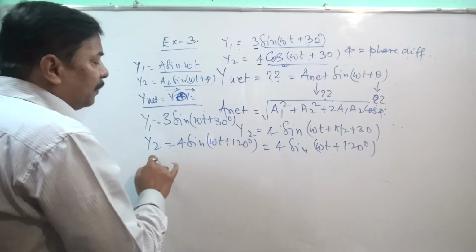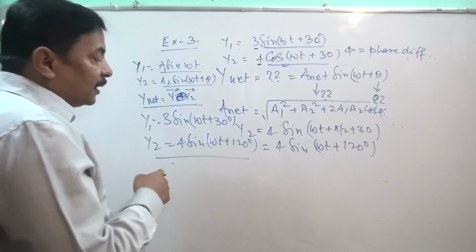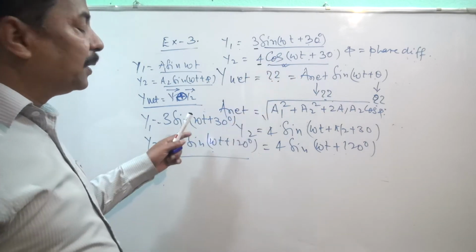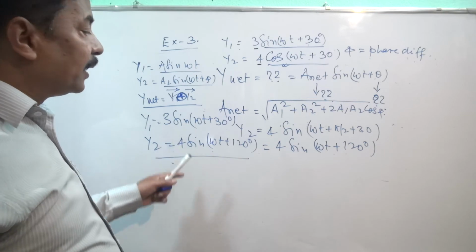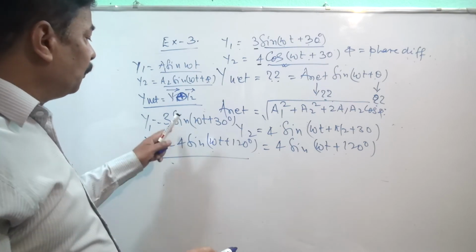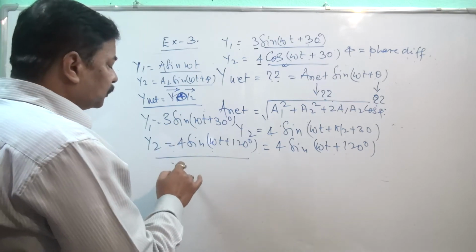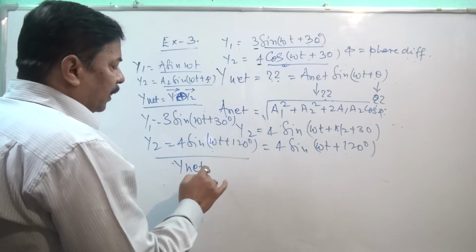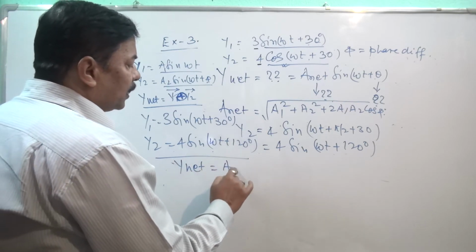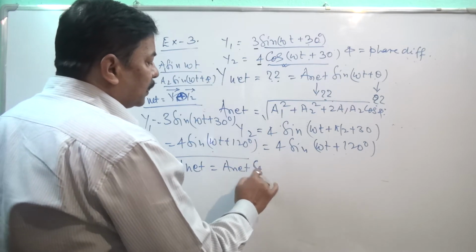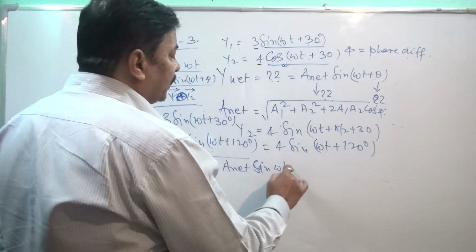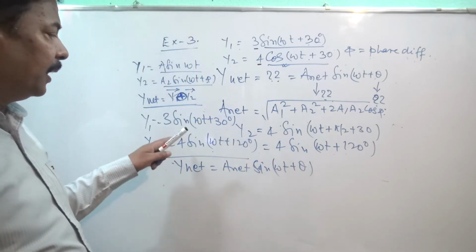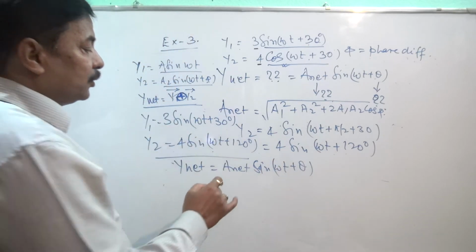Now the same question which I discussed earlier is given in this format also. Now it becomes the same question, and you can get the value of y net. So 3, 4, 5. Now you can find y net is equal to a net sine omega t plus theta. What is a net? With 3 and 4, a net is your 5.